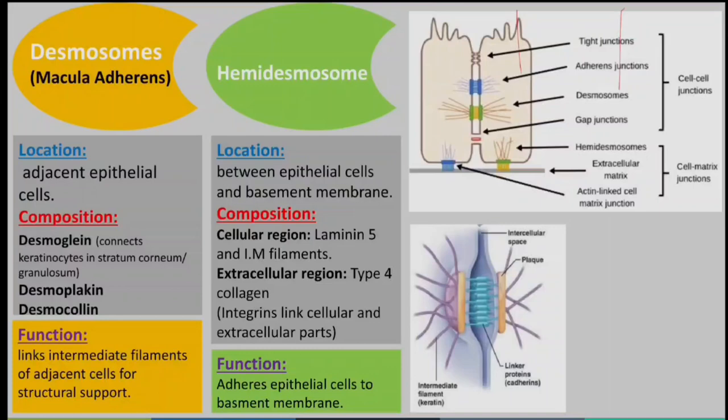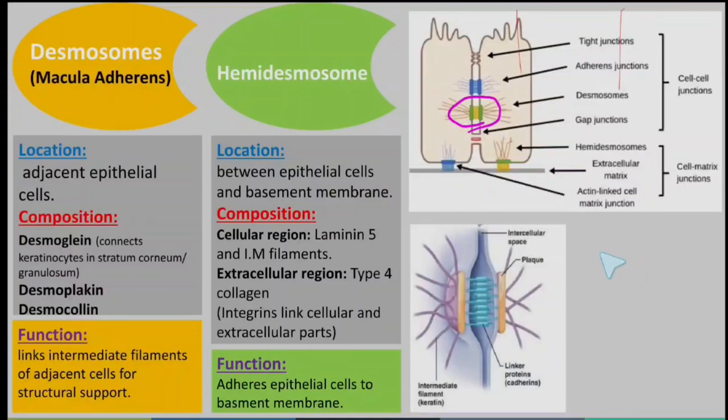Desmosomes, also known as macula adherens, are also located between the adjacent epithelial cells, and they're composed of desmoglein, desmoplakin, and desmocollin. So desmoglein over here is very important as it connects keratinocytes in stratum corneum and stratum granulosum. So what is the function of desmosomes? Their function is to link the intermediate filaments of adjacent cells for structural support. So they're all about structural support.